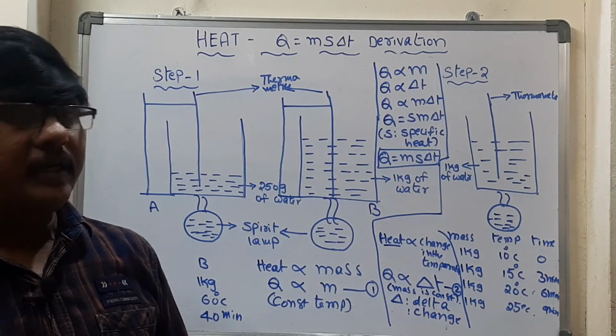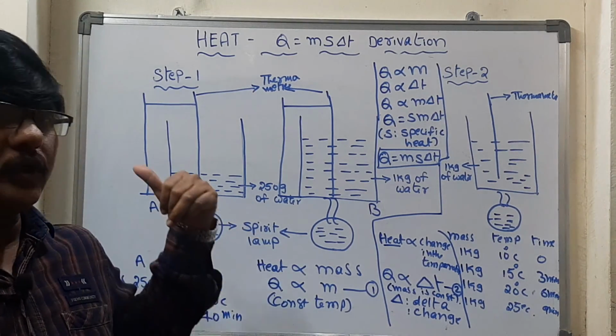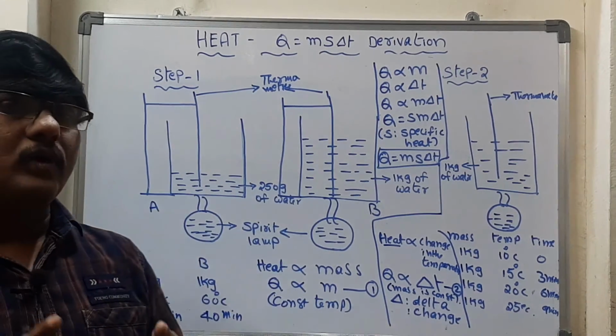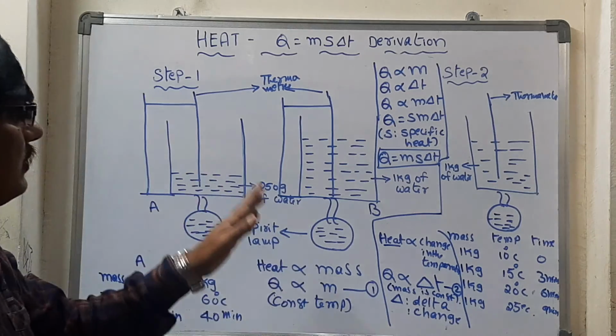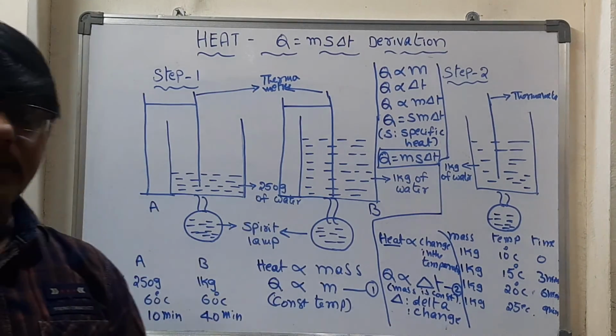Got it? In this way we can derive Q is equal to m s delta T, one of the very important ones, and you can write all these steps clearly and neatly.